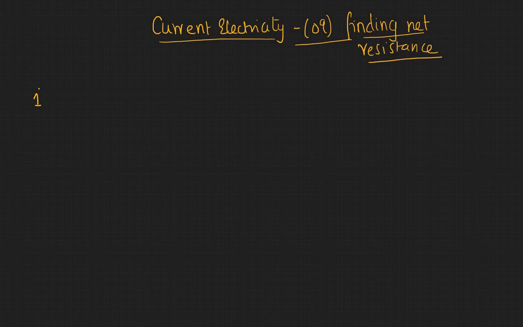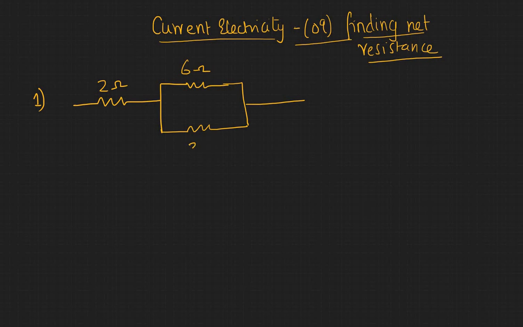So let's look at a problem which is combining what we have studied so far. Let's say this is a combination, and you have here 2 ohm and this is 6 ohm and 3 ohm. So whenever you get a problem of this kind, the first thing you do is to label your resistance. So you have R1, R2, R3.